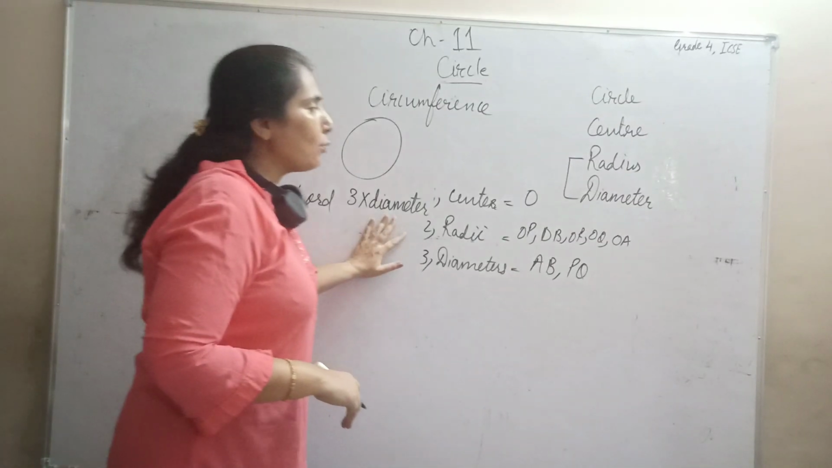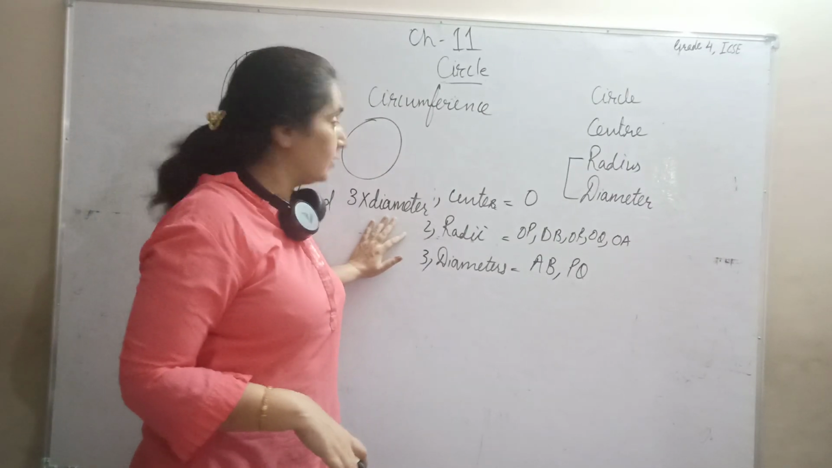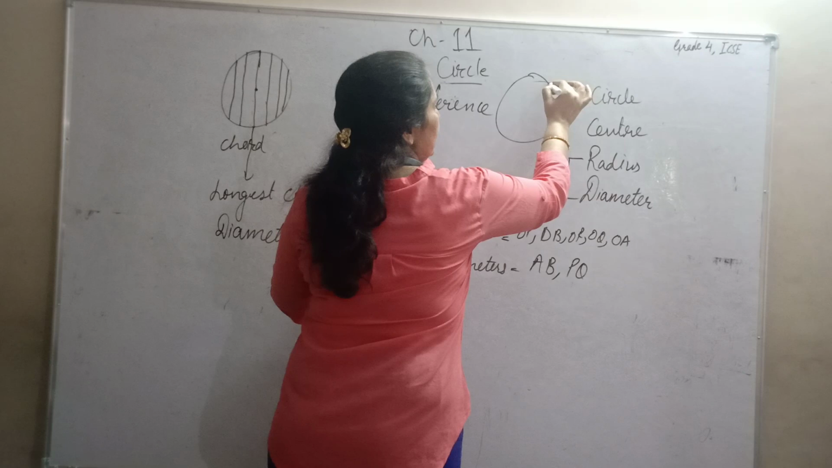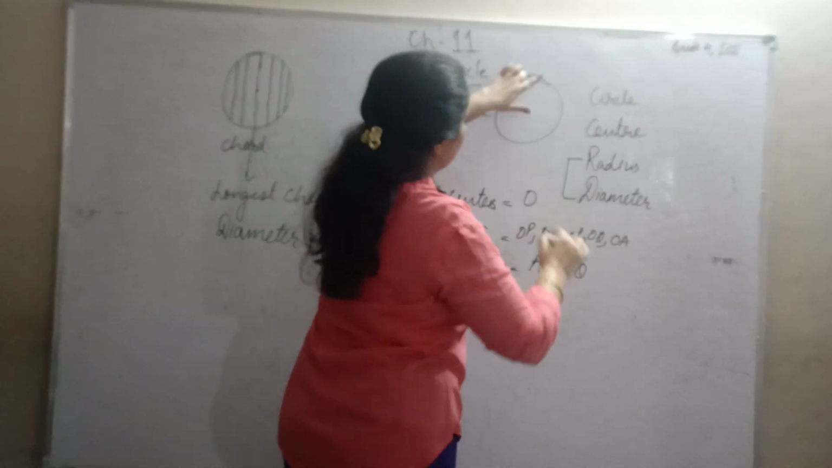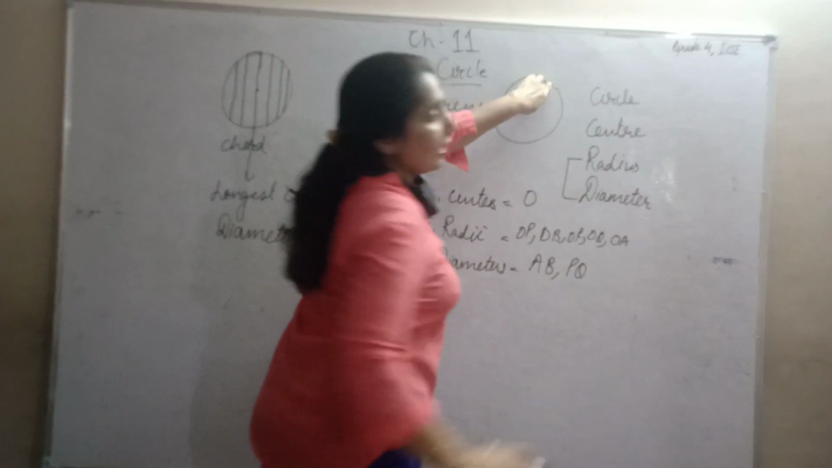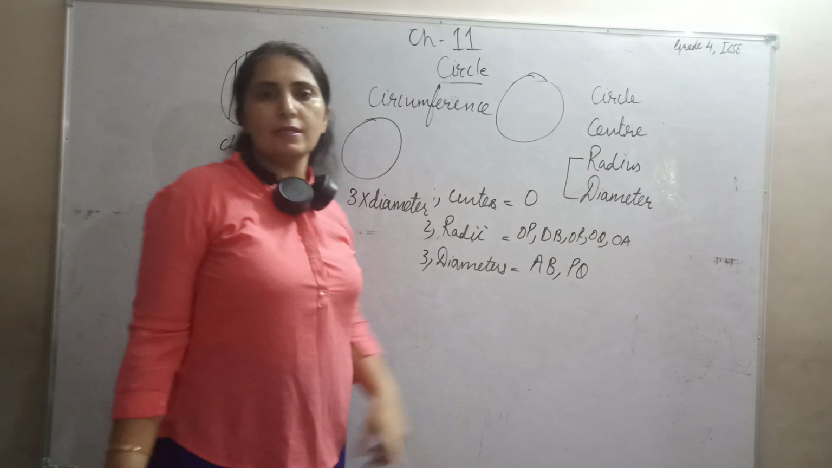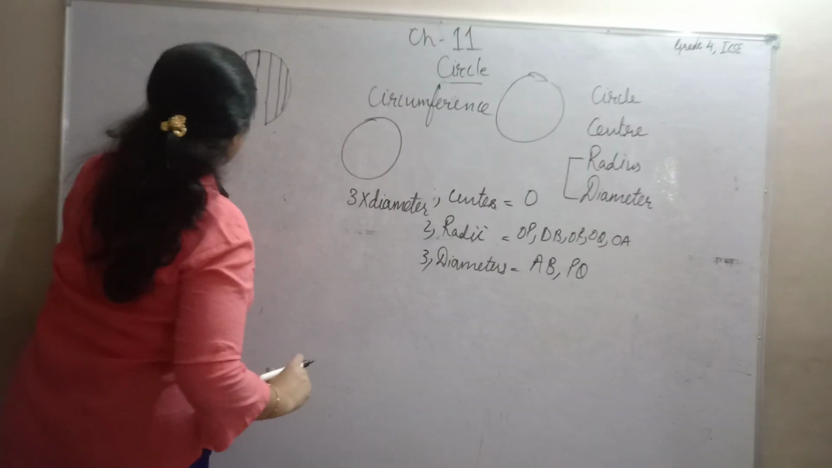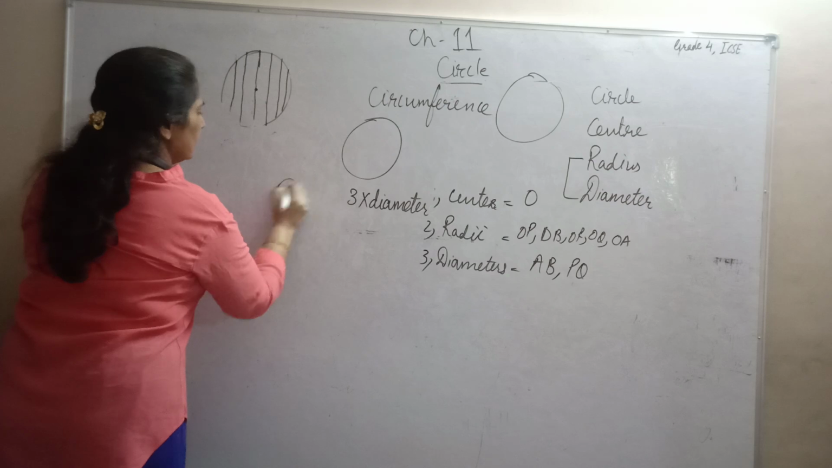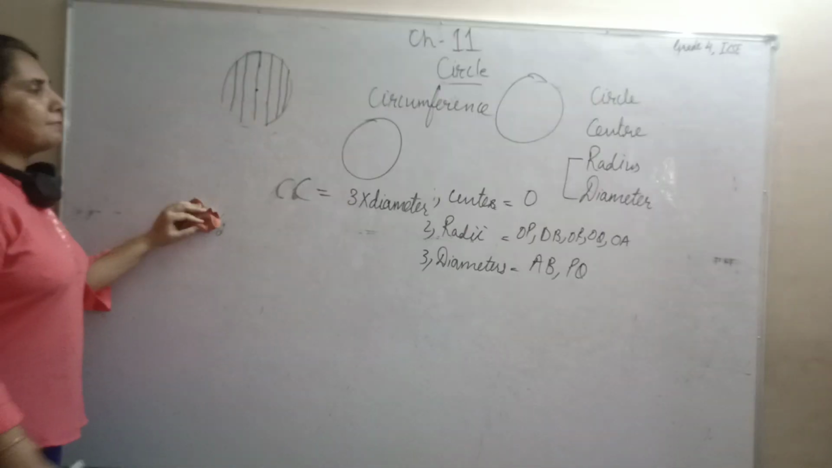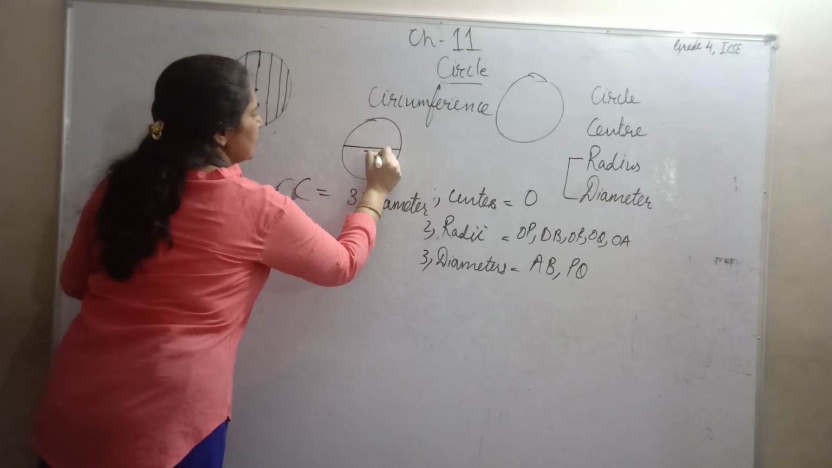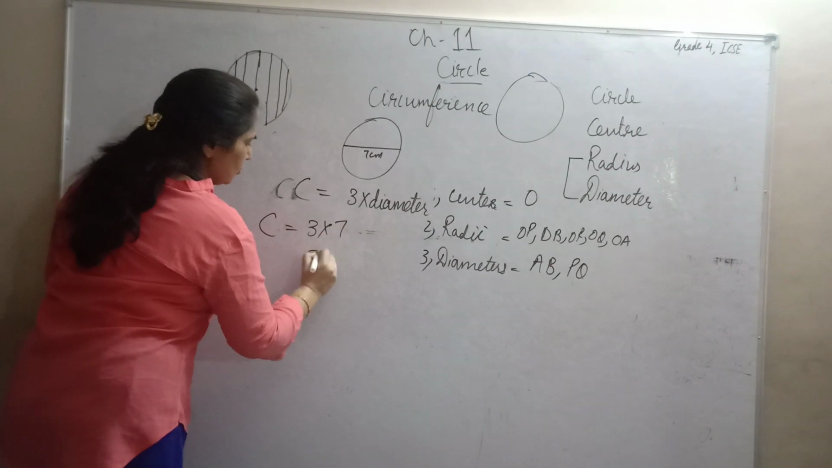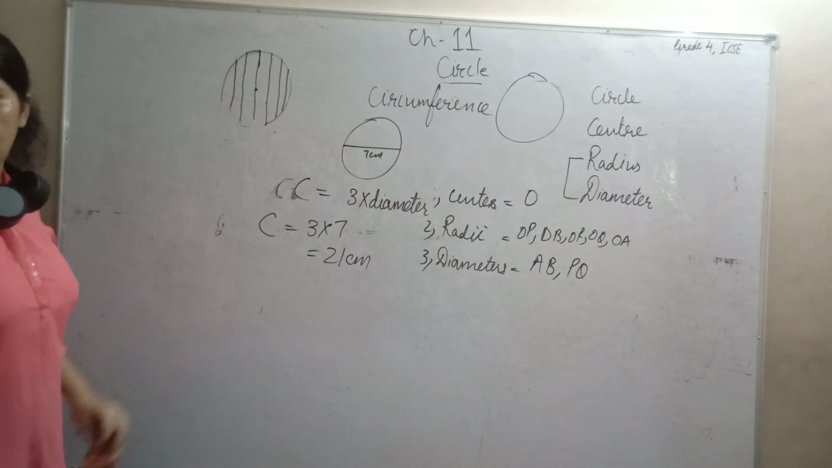In junior classes, how do we ask children to find the circumference of a circle? They are supposed to draw a circle, then using a thread, they keep one end point of the thread here, take it round and find the length of the thread with a scale. Otherwise, with formula we find circumference, which is 3 times diameter. If diameter of a circle is 7 centimeter, what will be its circumference? Circumference will be 3 into 7, that is 21 centimeter.